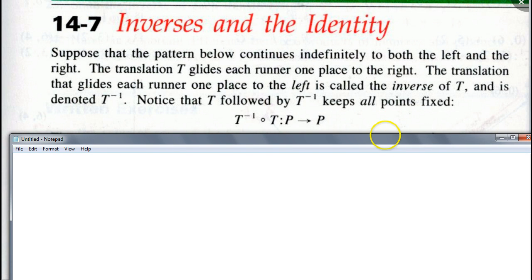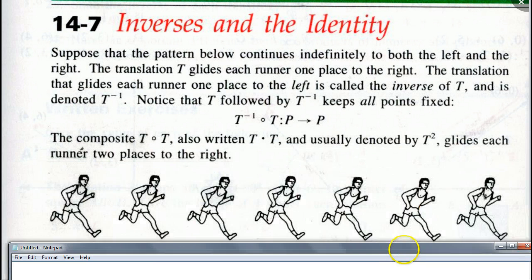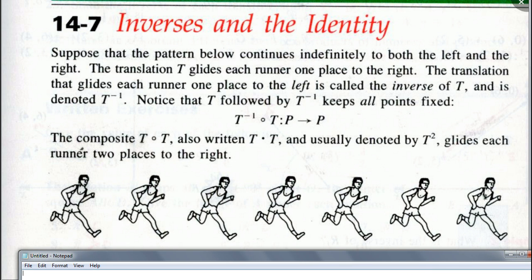Somebody read this for us. Suppose that there's a pattern underneath, a runner running on... Okay, Jordan, thank you. Suppose that the pattern below continues indefinitely to both the left and the right. Translation T glides each runner one place to the right. The translation that glides each runner one place to the left is called the inverse of T, and denoted T to the power of negative 1. Notice that T followed by T to the power of negative 1 keeps all points fixed. So T after T to the power of negative 1, P arrow P.